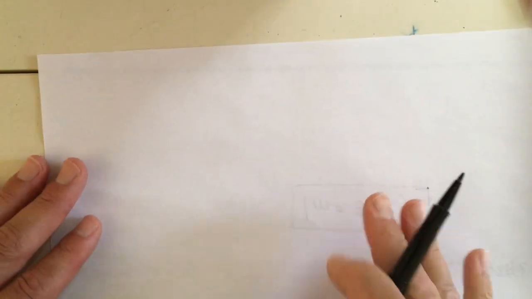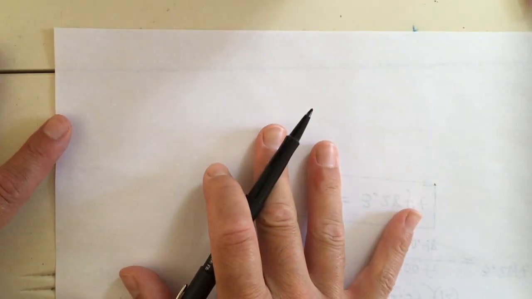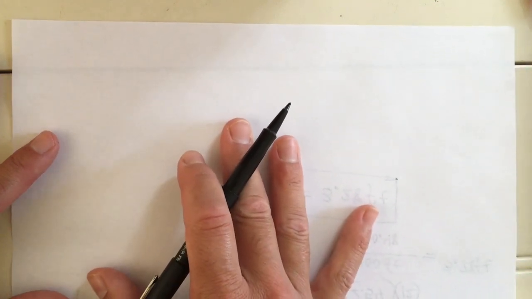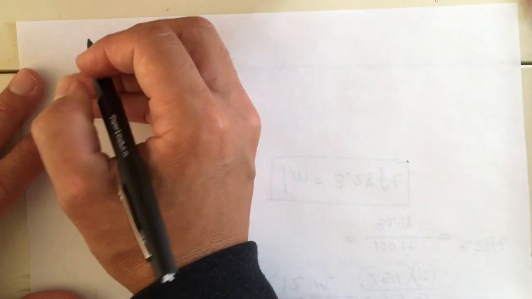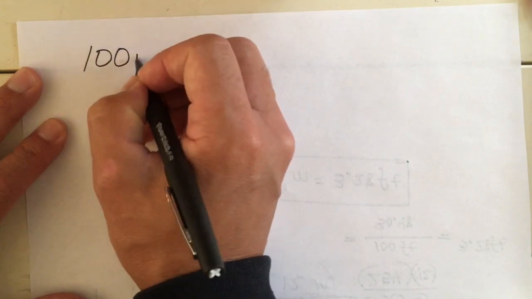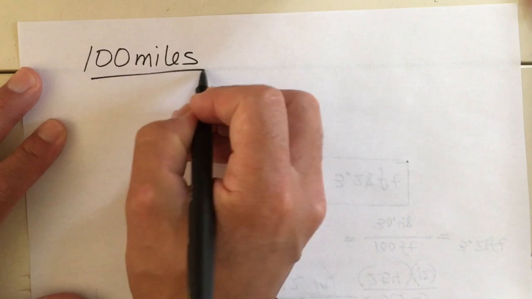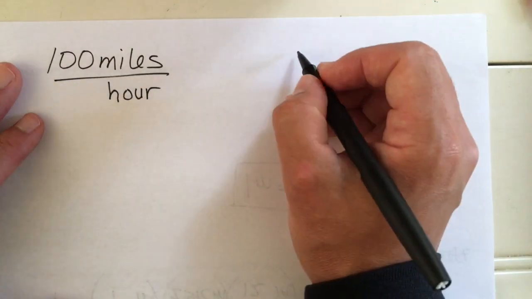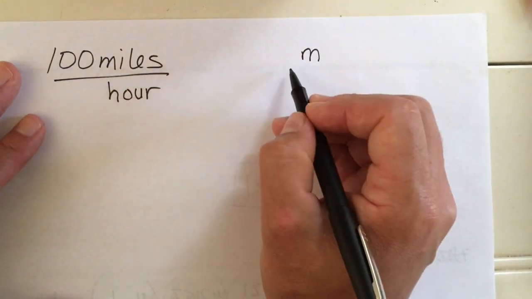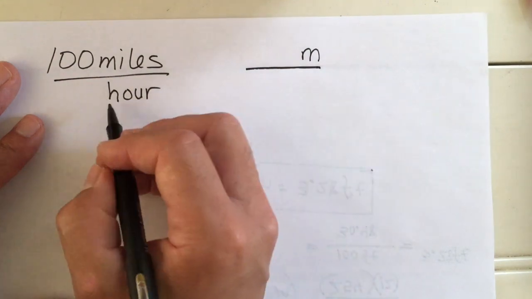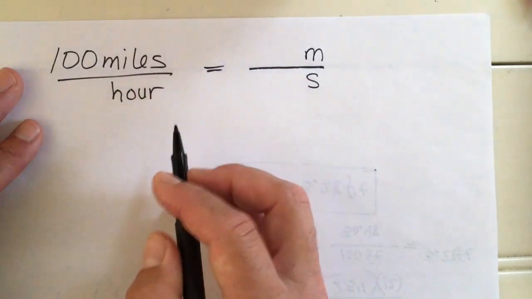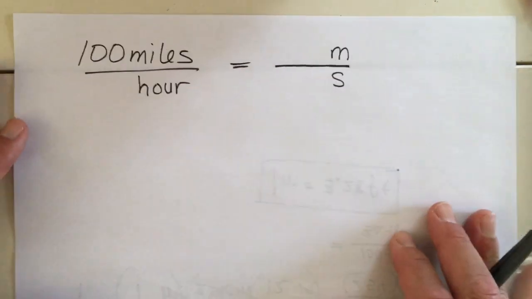Okay, on this last problem, let's say, trying to think of the best way to put this. Let's say you're traveling 100 miles per hour. And you might say, well, in physics class, we don't use miles, we use meters. And in physics class, we don't use hours, we use seconds. And so the question is, 100 miles per hour is equal to how many meters per second?